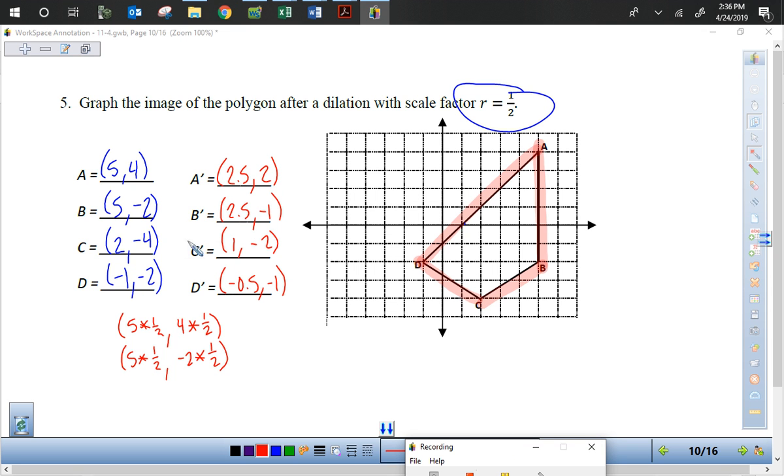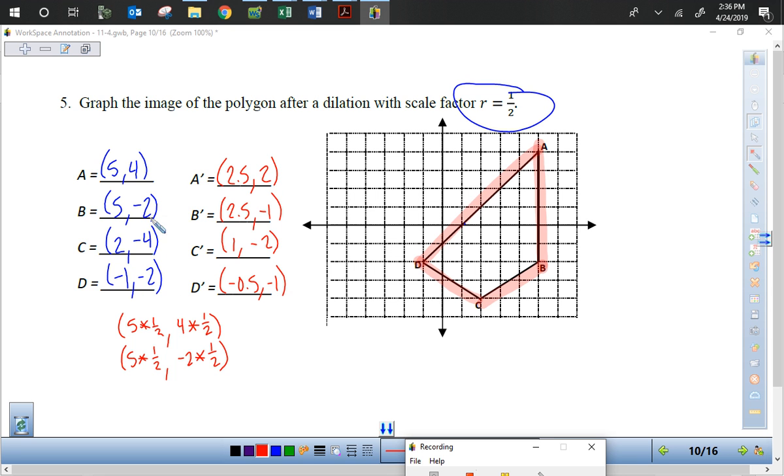We're just dividing both by 2. 2 divided by 2 is 1. 4 divided by 2 is 2. Make sure the sign stays. 1 divided by 2 is 1/2, 4.5. 2 divided by 2 is 1. Okay, signs stay the same here.